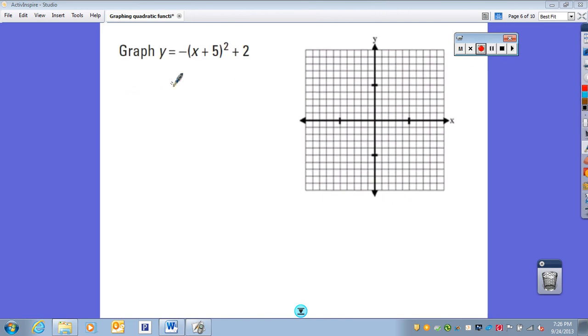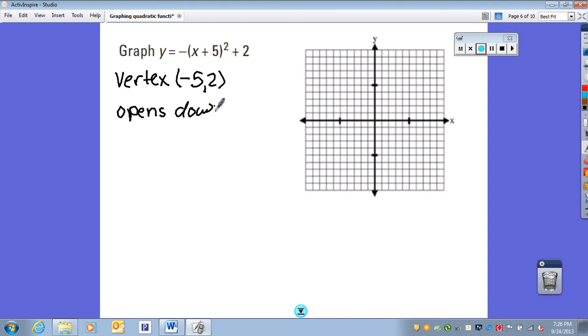Here's our next problem to try. First of all, let's find the vertex. The vertex is at the point (-5, 2). Remember that the original formula is x minus h. In order for this to change to a plus sign, it needed to be a -5. Because there is a negative sign, which means -1, as our leading coefficient, that tells me that this parabola is going to open down. Since the parabola opens down, the vertex then is the highest point of the parabola, which means it is a maximum.